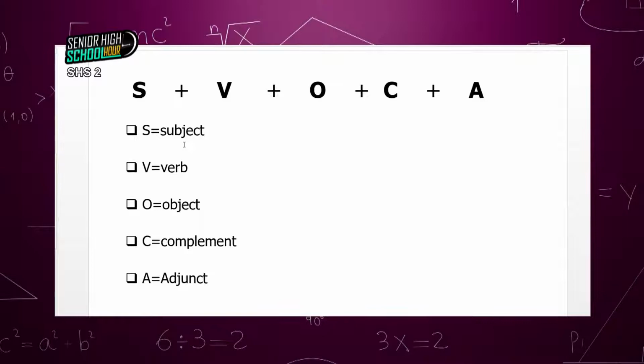The S here is for the subject, V is for the verb, O is object, C is complement, and A is adjunct. So when we have found our verb and also been able to identify our subject as that element on the left side, then what comes after the verb will also have to be identified. But how do I know that the element which comes after the verb is either an object, a complement, or an adjunct? How do I know? So we are going to look at how to identify an element as an object.